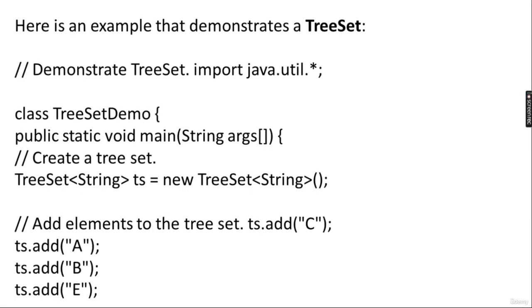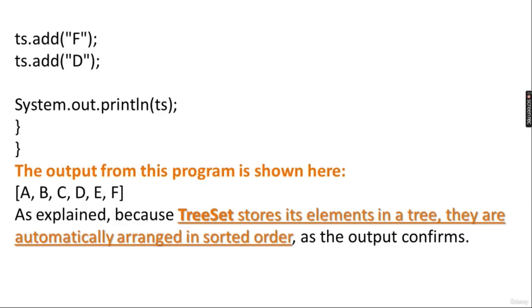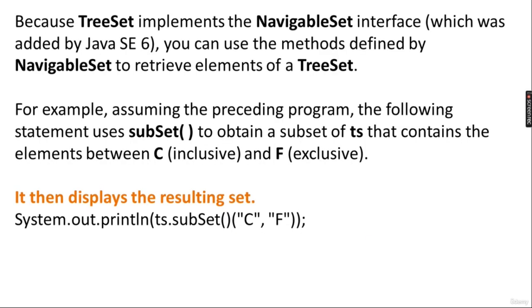Okay. Now we will see the TreeSet. A TreeSet of String is created. ts.add C, A, B, E, F, D. So you will get the sorted order A B C D E F, because TreeSet stores the elements in a tree, so they are automatically arranged in sorted order. That is the advantage of TreeSet.